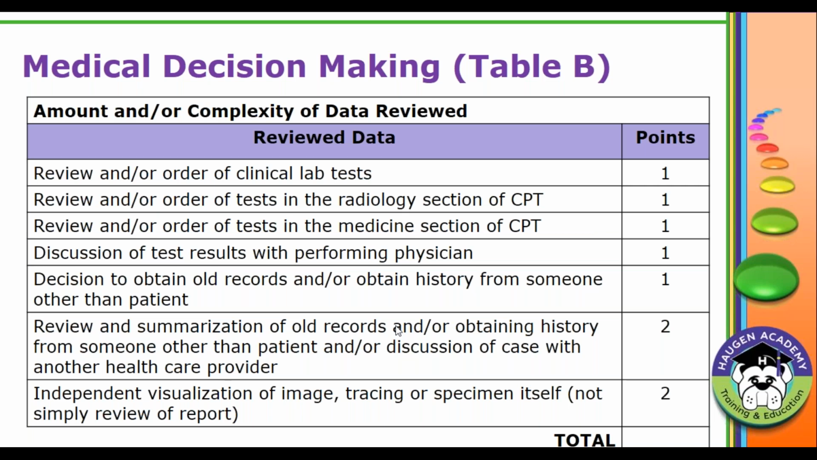And then we have the summarization of old records or history, which is 2 points, or independent visualization of image tracing or specimen is 2 points as well. So those points get added up, and like I said, there's no multiplication here. So if they order 10 lab tests, they get 1 point. If they order 1 lab test, they get 1 point. And those get totaled up, and that will be brought to line B of our medical decision-making table.